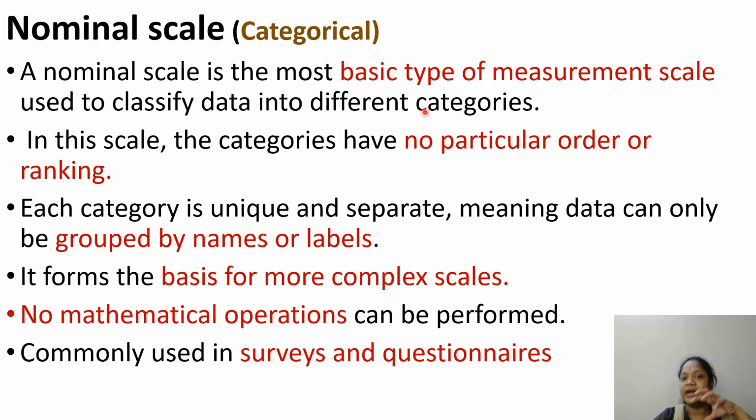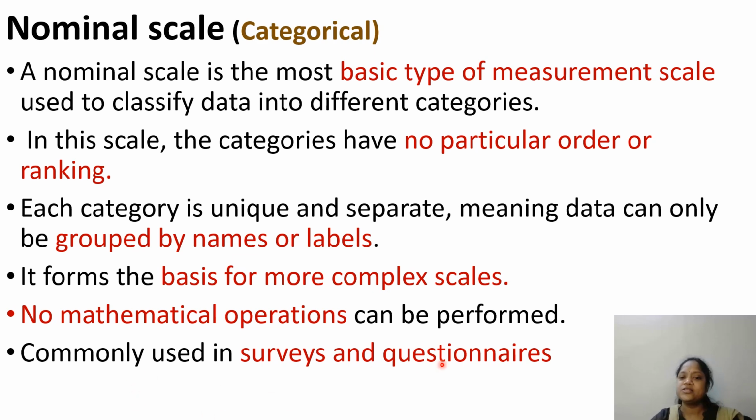Next, the nominal scale, categorical. Just alphabets are there. If I need to collect data about how many males and females there are, I write M and F. Otherwise, if I collect blood groups, I make it A, B, and so on; those are categories. Each category is unique and separate. It forms the basis for more complex scales. First, we need to collect the data and make some categories. No mathematical operations can be performed there. I've only collected how many A group people are there.